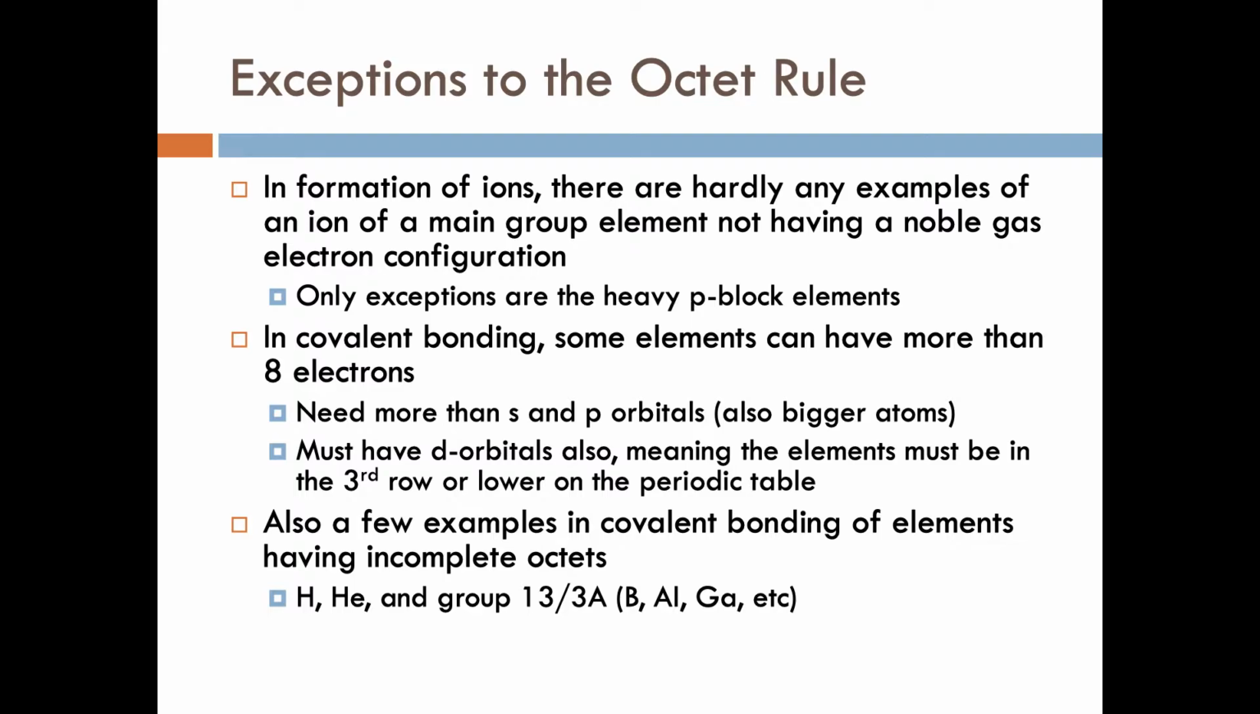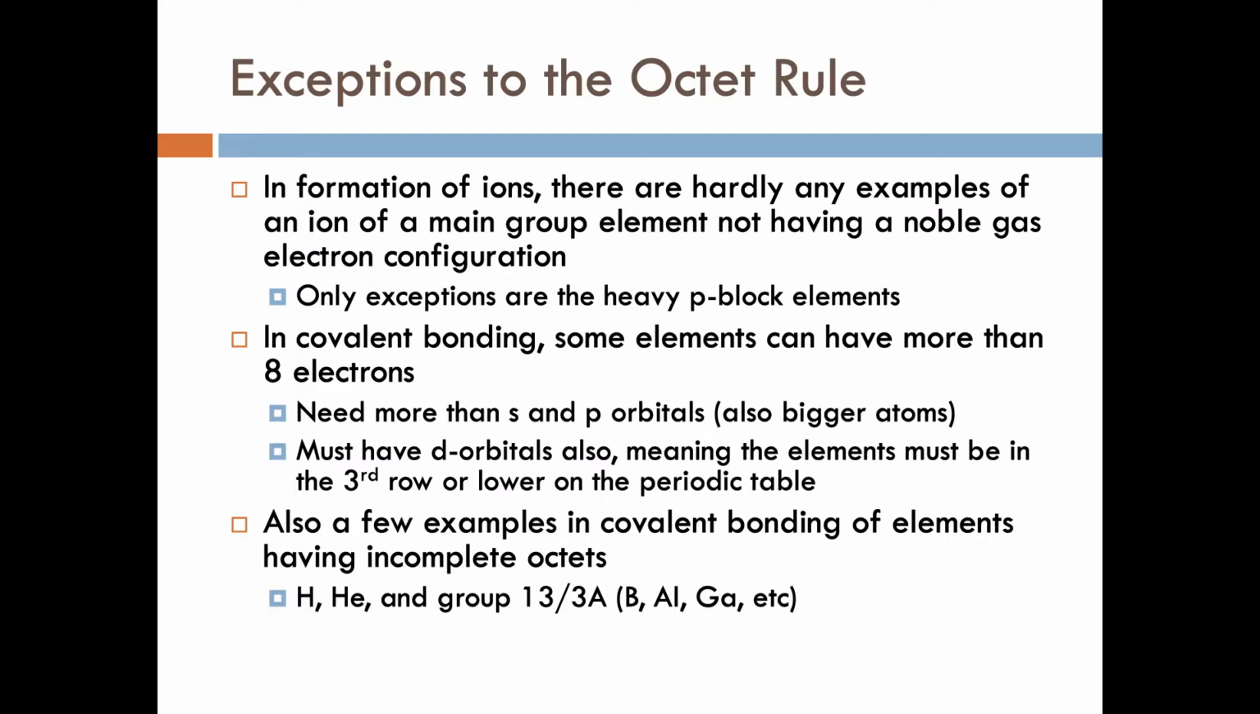Now, there's also the other side of things. We can have what we call incomplete octets. These are elements that are okay having less than a normal octet when they make compounds. And this is a pretty short list. Mainly it's going to be hydrogen and helium, which are the obvious ones, mainly because they're in the 1st row of the periodic table, which is only 2 elements across. There is no p orbital in that 1st energy level. There's only an s. So hydrogen and helium, instead of wanting 8 electrons, only want 2. And we'll never see them with anything different.